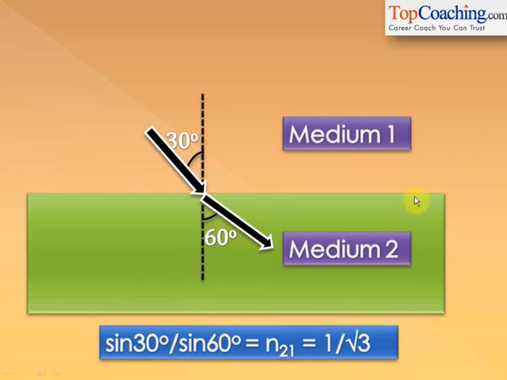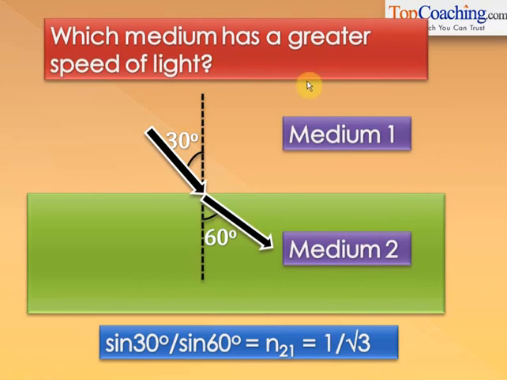The next part of the question said, which medium has a greater speed of light? Light clearly has a greater speed in medium 2. That is because, as you can see, the refractive index of medium 2 with respect to medium 1 is less than 1, isn't it? Also, we know that medium 2 is optically rarer. After all, light is bending away from the normal, isn't it? As it is coming from medium 1 to medium 2, light is bending away from the normal, which tells us that medium 1 is optically denser and medium 2 is optically rarer. Light travels faster in an optically rarer medium. So clearly the light has a greater speed of light in medium 2. There you go. That's our answer.